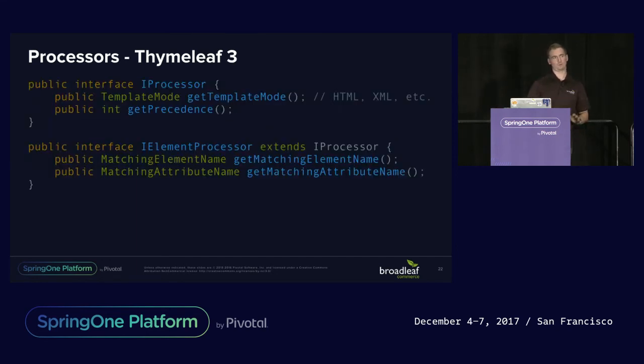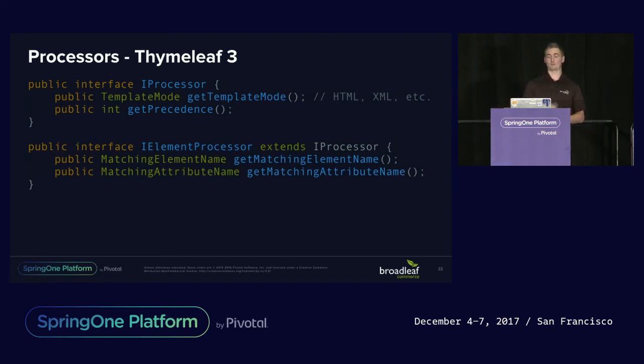Thymeleaf 3 gets way more modular, way more broken down. IProcessor is very stripped down, just a template mode. What do we run on: XML, HTML, et cetera. And the precedence of when this IProcessor runs. You'll notice that with th:text and other processors, they run at a really low priority. th:block is another one that runs at a really low priority.